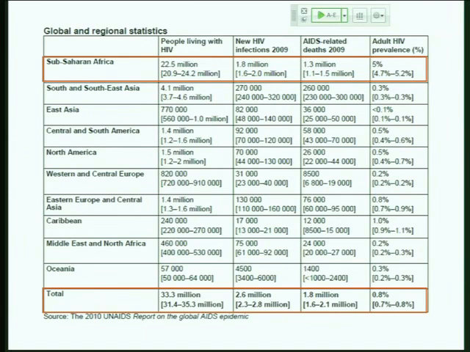What are some other patterns, if any, that you find striking here as you look across different regions and these different infection rates? Does anything else jump out at you as interesting? Yeah.